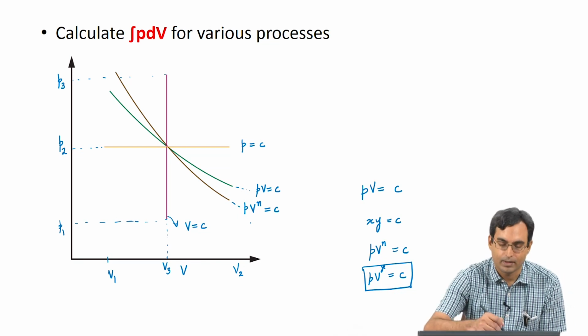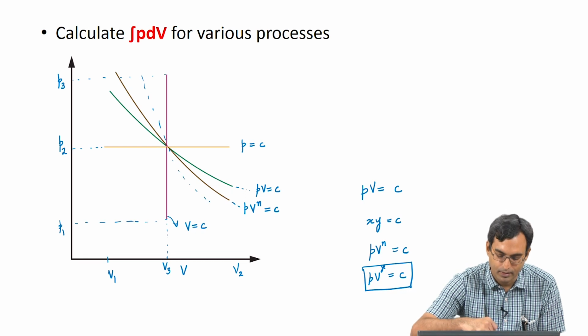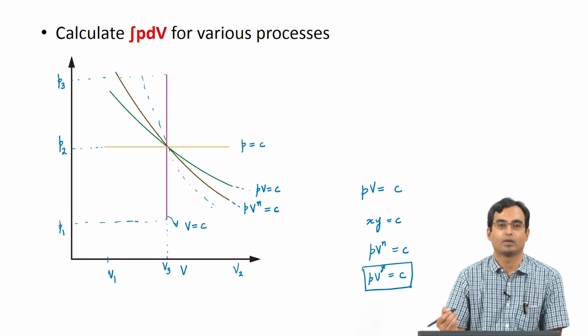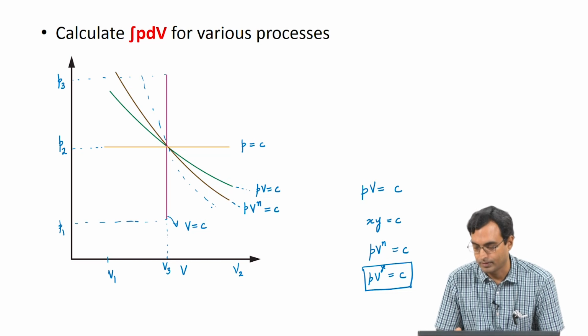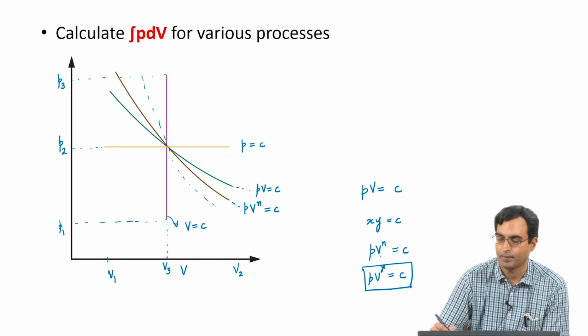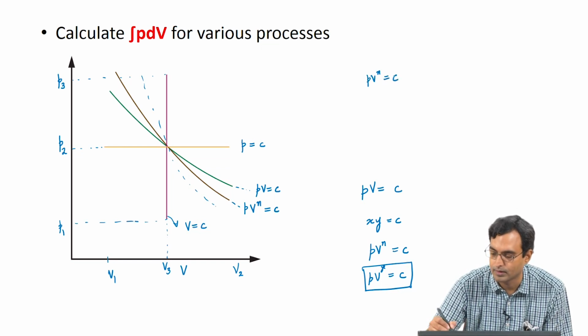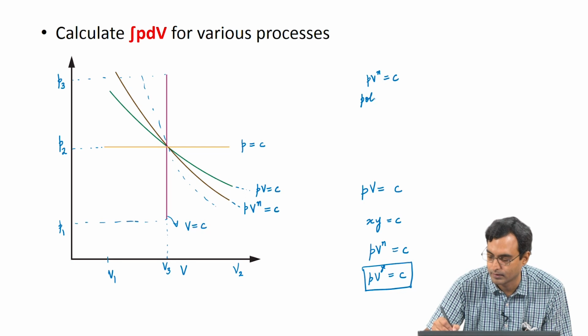But I can also draw some other process, for example, some process like this, which is also PV to the power n with some other value of n. So, I can have all of these processes. But in general, I can represent all of these processes by PV to the power n. So, PV to the power n equal to constant is what we call a polytropic process.